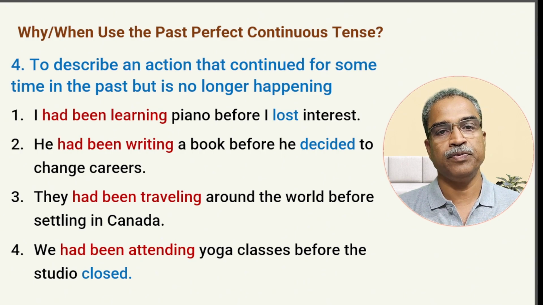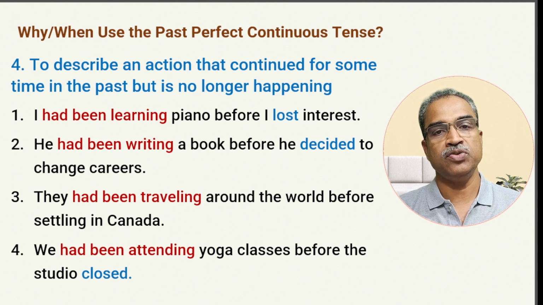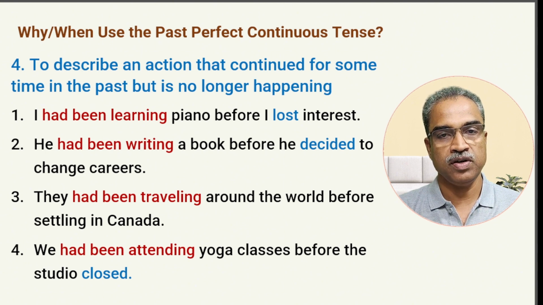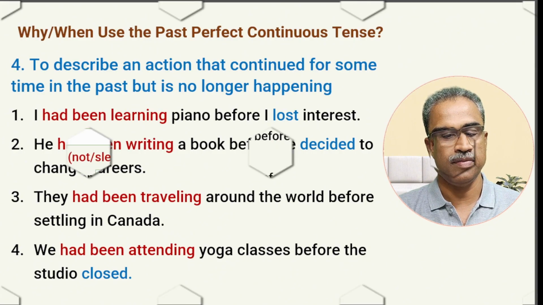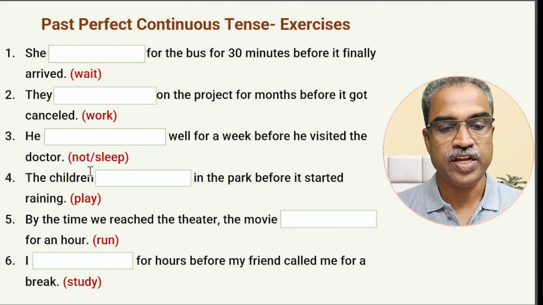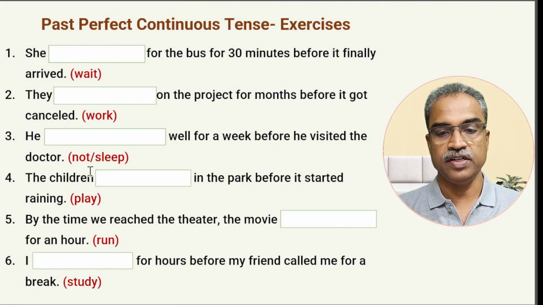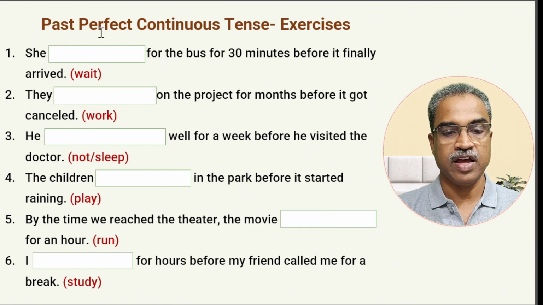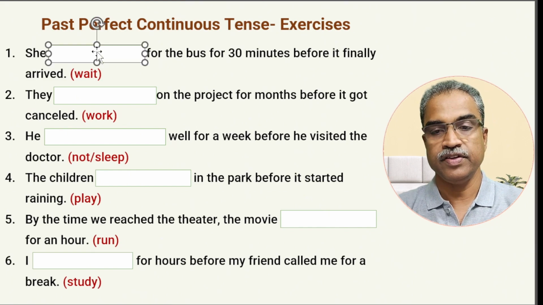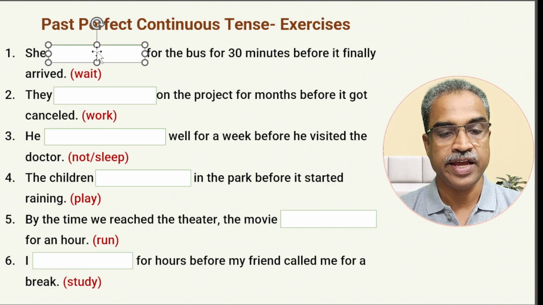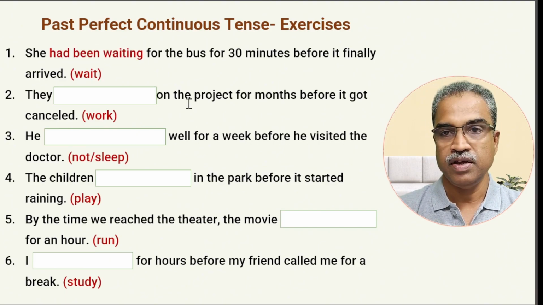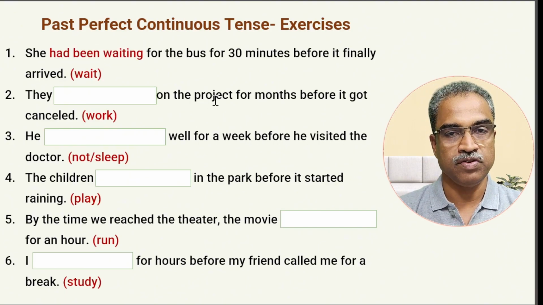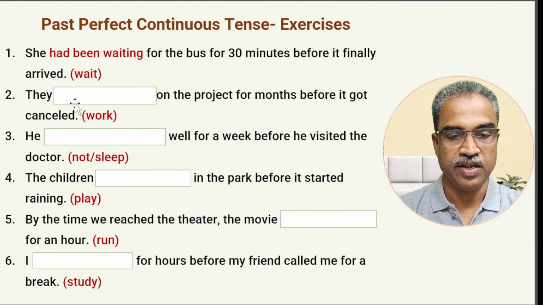Now let's go to some exercises where we attempt to solve these and make sure that we have understood everything clearly. Past perfect continuous tense. So here we are. She dash for the bus for 30 minutes before it finally arrived. Waiting. So this is past perfect. So she had been waiting.